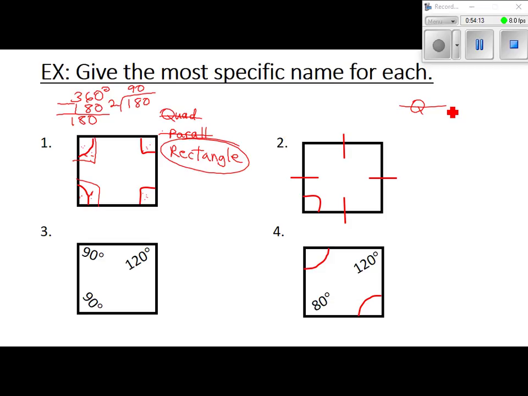We check parallelogram. Opposite sides are congruent. Both pairs of opposite sides are congruent. So yes, it is a parallelogram. Is that the best name? We need to keep going down the chart.